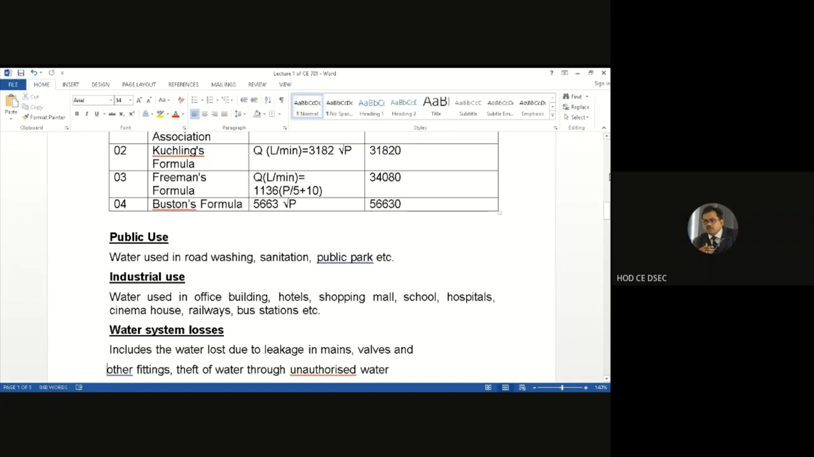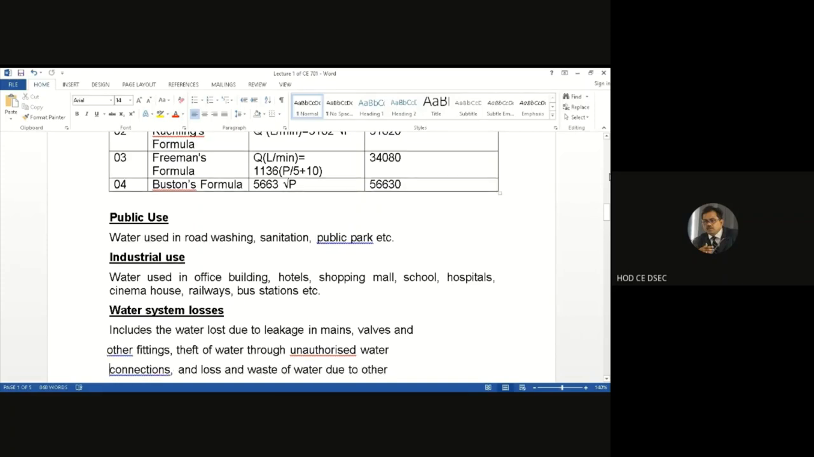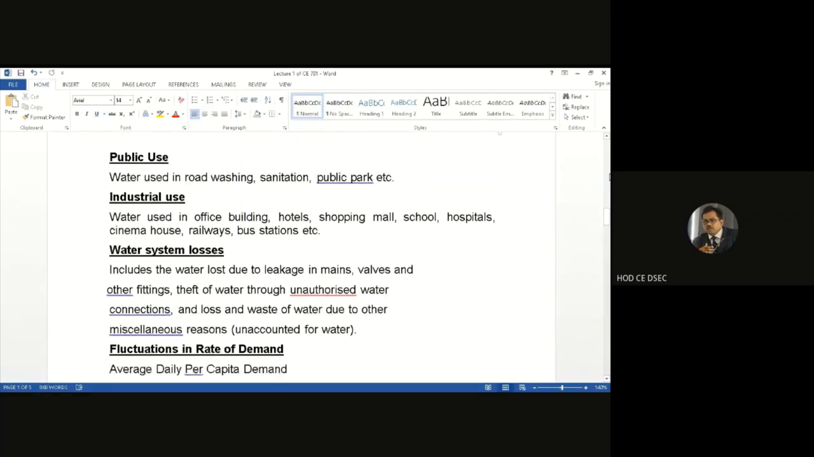Now industrial use, what are the industrial uses? Office buildings, hotels, shopping malls, commercial malls, schools, hospitals, cinema houses, railways, bus stations, etc. These are coming under the sector of industrial use, including the commercial zone, that you have to remember.